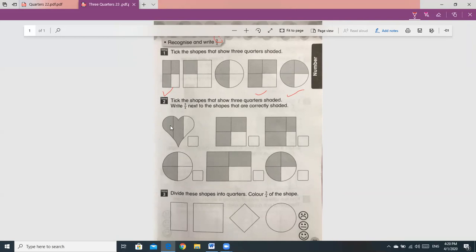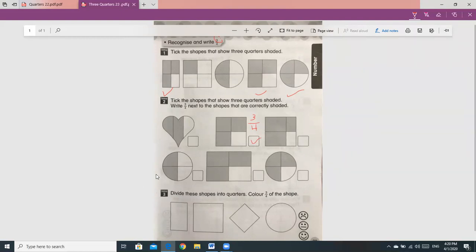Okay, let's see this. Is this three quarters? No. How many parts is this shape divided into? One, two, three. It is divided into three parts, and they are not equal. So it's wrong. Let's take this one. He divided it into four parts? Yes. He takes three from the four? Yes. So it's three quarters. But they are not equal. I'm sorry, yes, they are not equal, so I'm not going to take it.